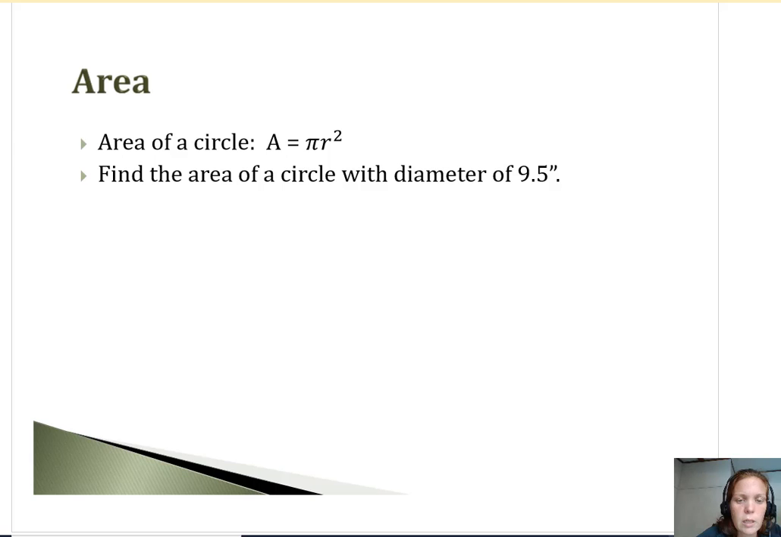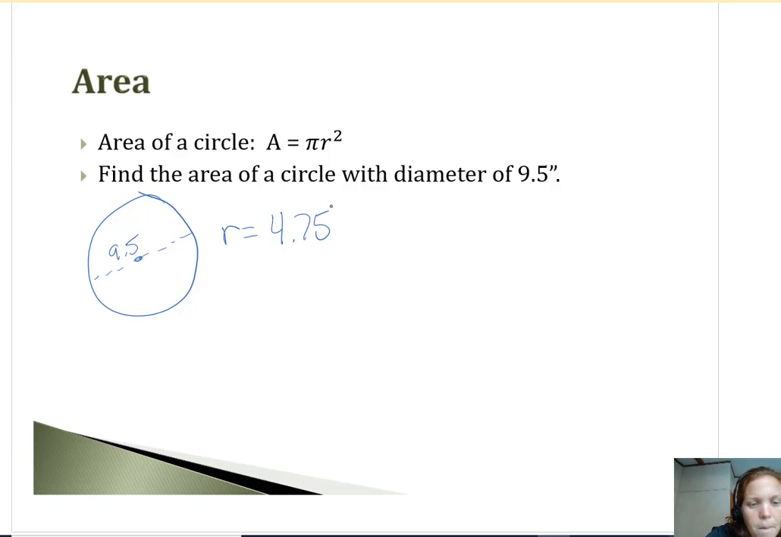So find the area of a circle with a diameter of 8.5. Switch back to my pen. So all the way across is 9.5. So that means the radius is going to be 4.75. Cut that in half. So area is pi times 4.75 squared.